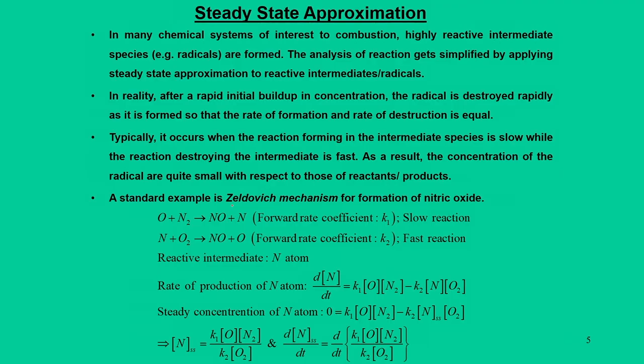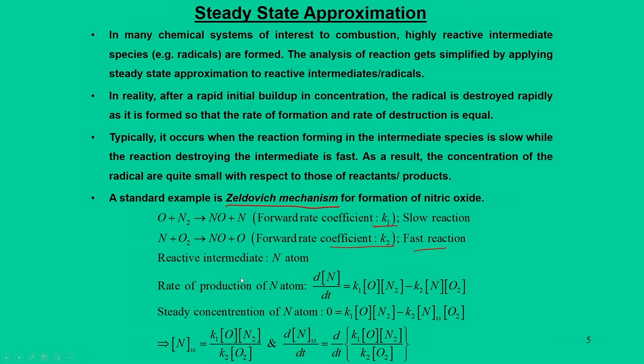One particular example in this process I can explain is the formation of nitric oxide, which is fundamentally known as the Zeldovich reaction mechanism. Here, during the nitric oxide formation, an oxygen atom can react with nitrogen molecule to form NO plus N. This is typically a very slow reaction, and we can say its rate coefficient is K1. And when this N forms, it can again react with oxygen molecule to form NO plus O. This is another reaction for which the rate coefficient is K2, but it is a fast reaction.